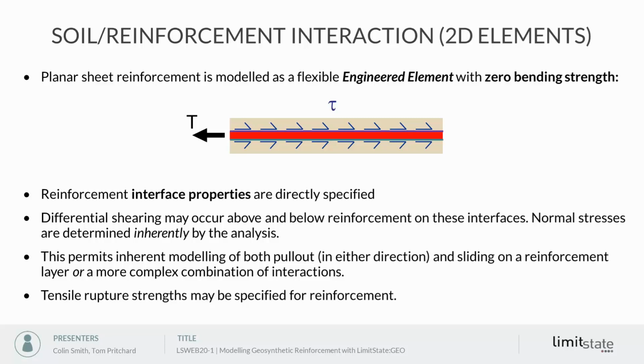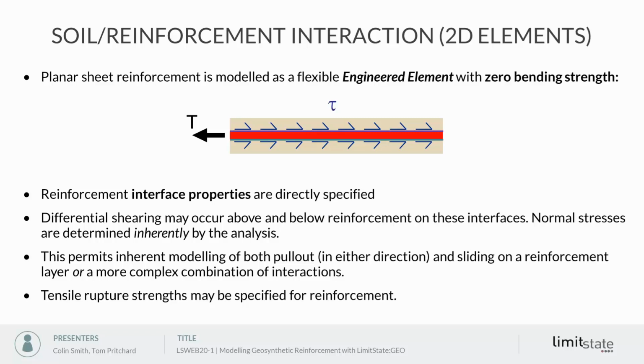The way we're going to look at one way of using this element to model 2D reinforcement, which is to use this engineered element with a 0 bending strength. With that element it's able to transmit tensile forces along its length, but it's also able to accept shear stresses along its boundary, and we can specify different interface properties on the top and the bottom of the reinforcement to allow for those alpha factors that we discussed earlier.